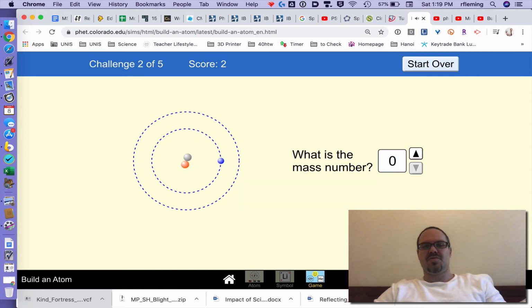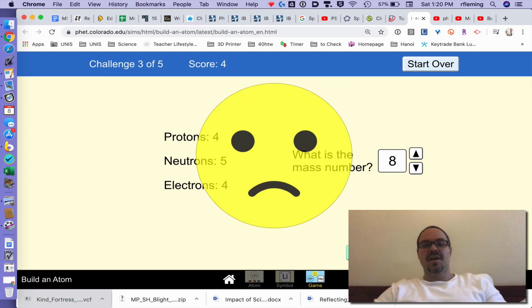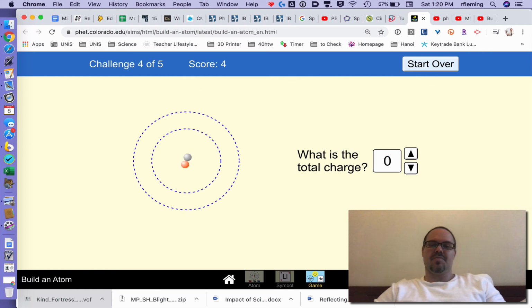Check. Next one. What is the mass number? I know the mass number is the total number of protons and neutrons inside the nucleus. So there's 1, 2 things there. 2. Check. What is the mass number here? I know it's the total number of protons and neutrons in the nucleus, so it's 9. I'm going to get it wrong on purpose, and I'm going to say 8. Oh no. Try again. Got it wrong again. Show answer, and it shows me it was 9.